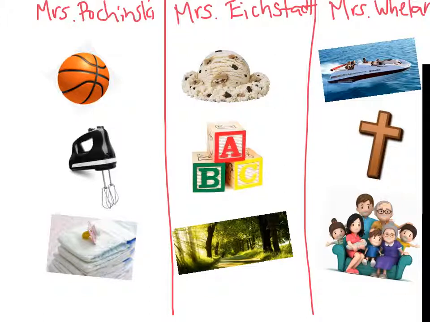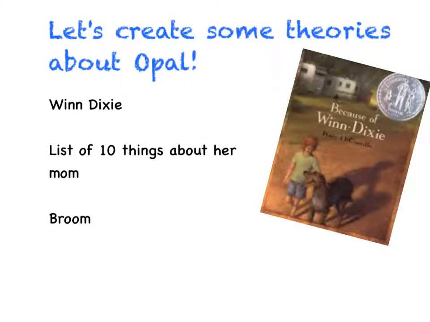As you can see, when you know details about a person's life, you can come up with theories or ideas about what kind of person they are, what things they like, and so on. This same thing can be applied to characters in our books. As we read, we learn lots of little details about our characters. And based on those things, we can look at the same kind of things we did for the teachers. Let's take what we know now and create some theories about Opal.